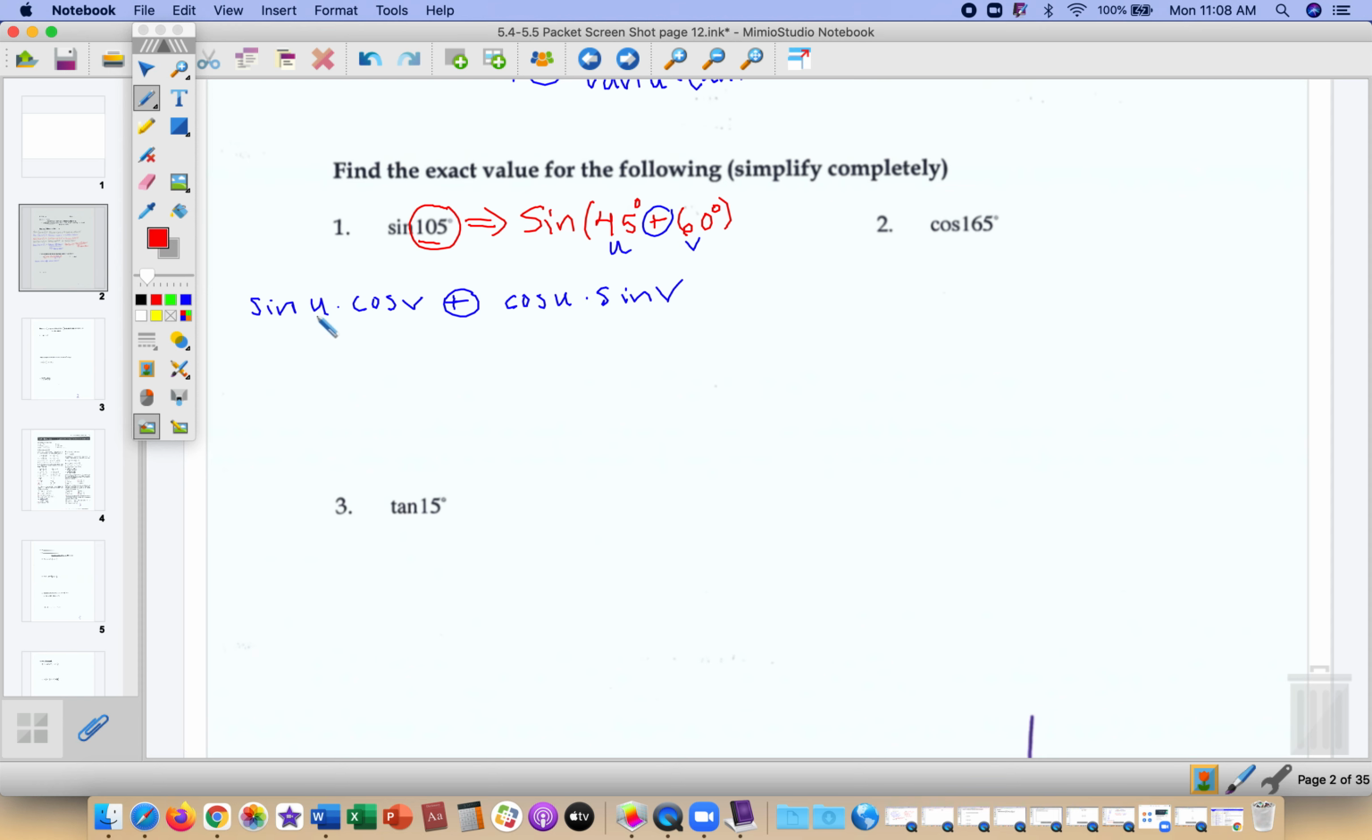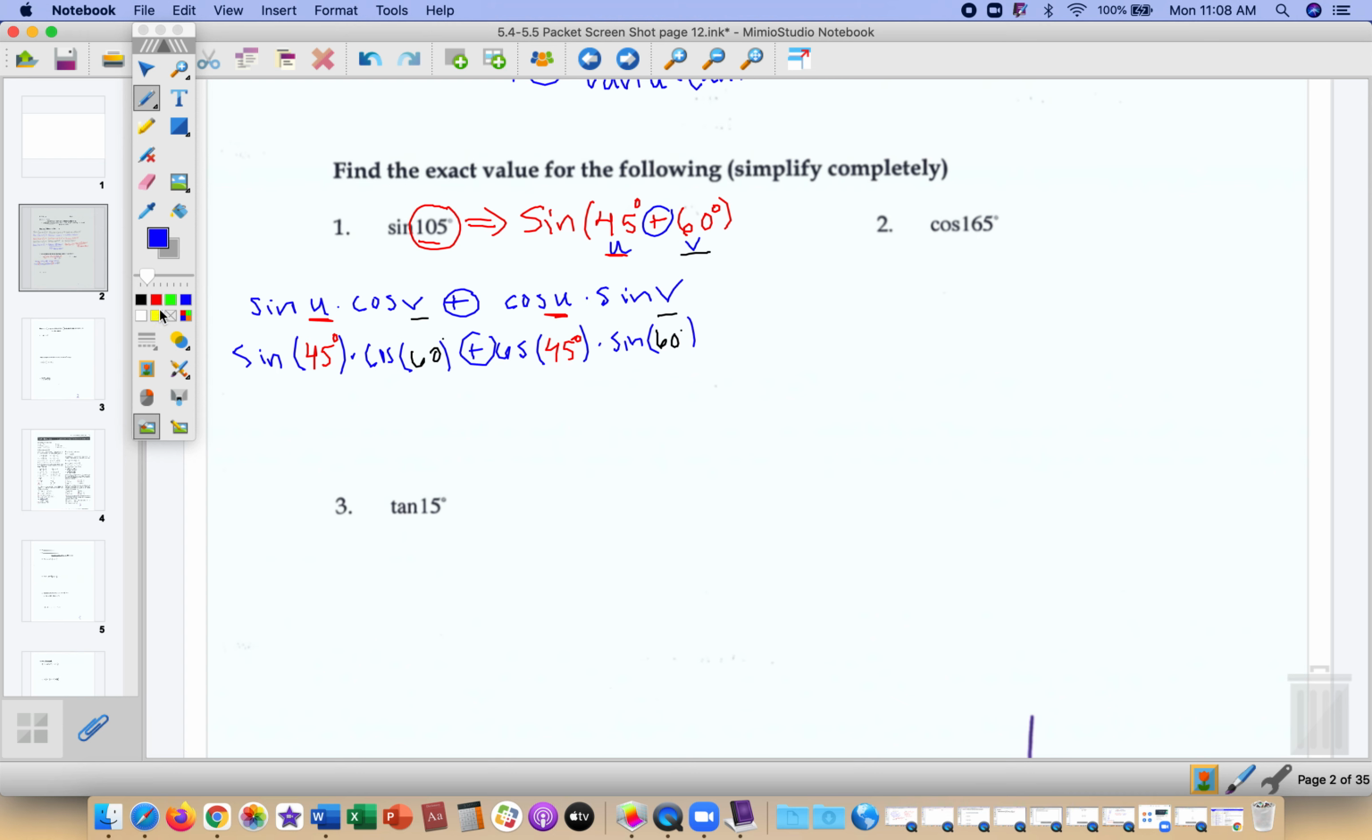Now we're going to plug in. Wherever we see u, we're going to plug in 45 degrees. So I'll put 45 here, we'll put 45 here. And wherever we see v, we're going to put in a 60. We'll fill the rest in. So we have sine of 45 times the cosine of 60 plus the cosine of 45 times the sine of 60.